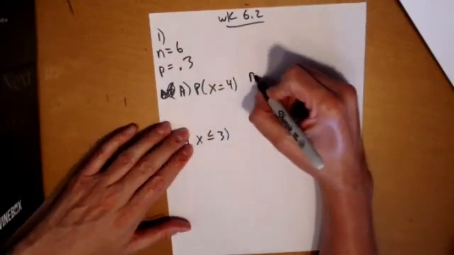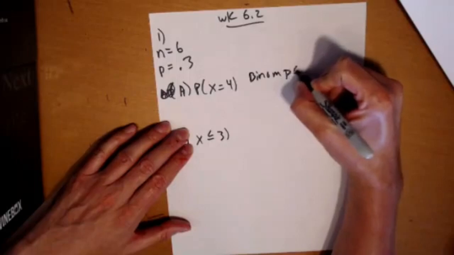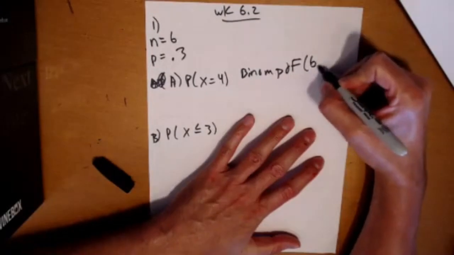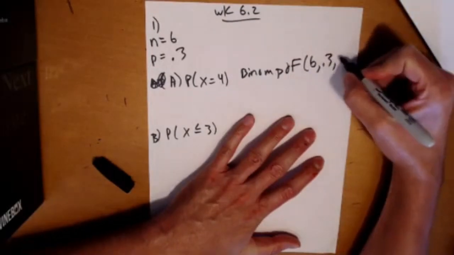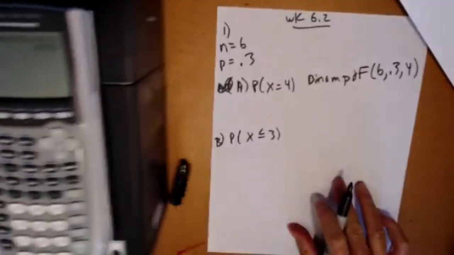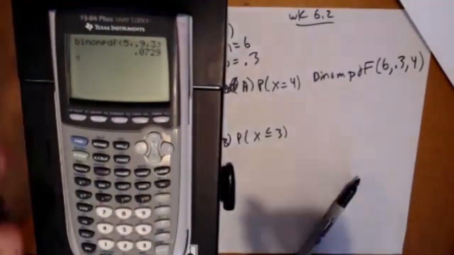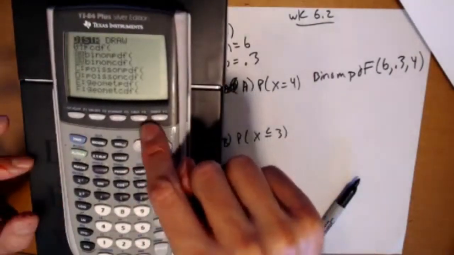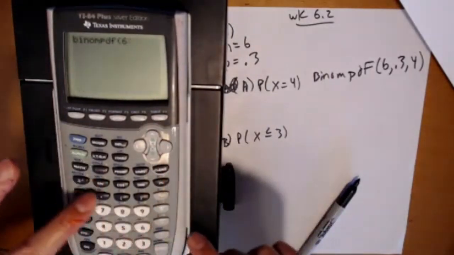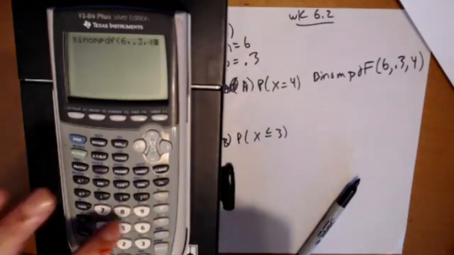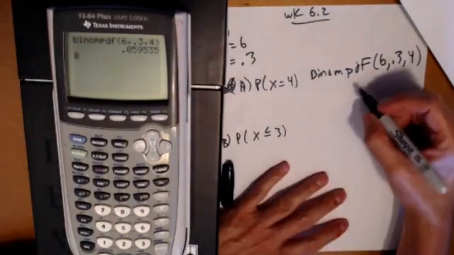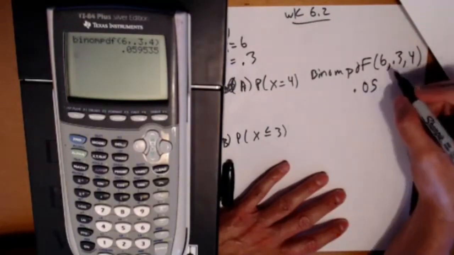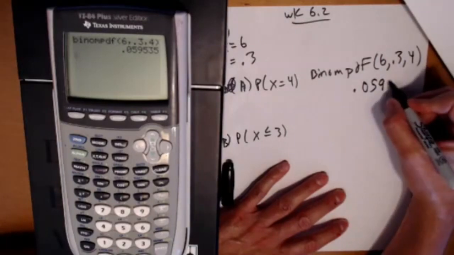So it's just going to be the binom PDF. And remember, we have to give it the n, p, and the x. So n is 6, p is 0.3, and x is 4. Okay, so bring that over here. Clear distribution. Binomial PDF. Enter 6, comma, 0.3, comma, 4, end parenthesis, enter. And we will round 0.05.